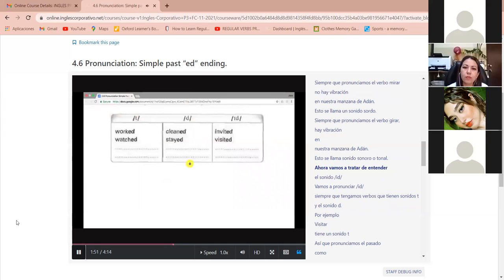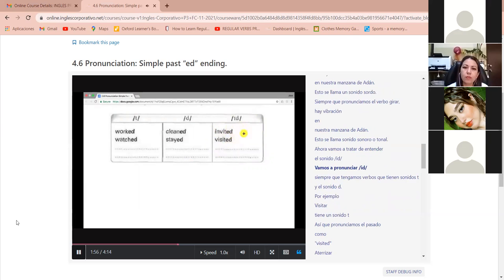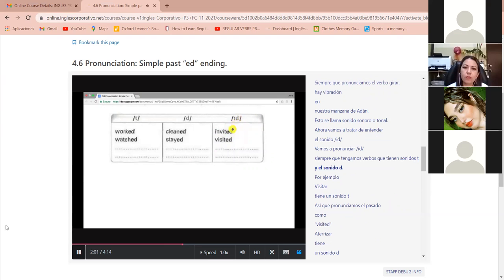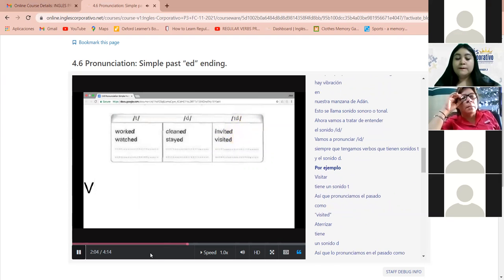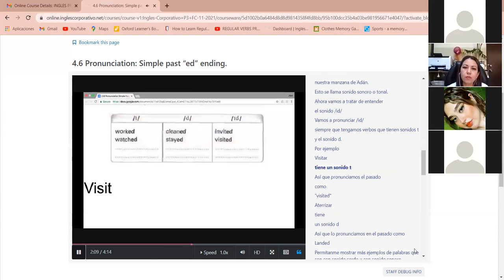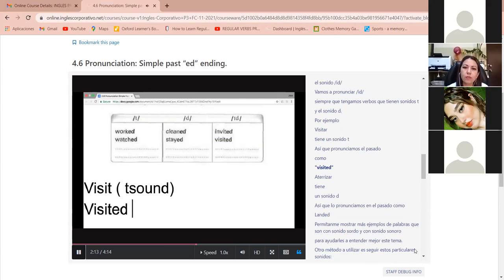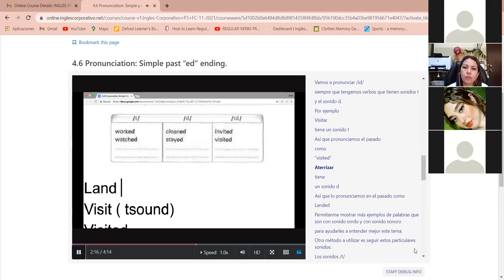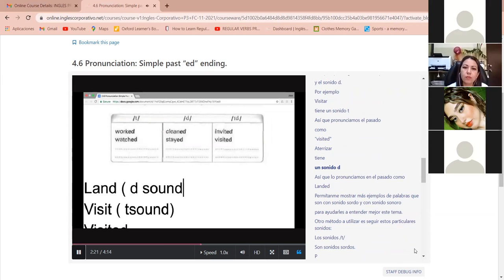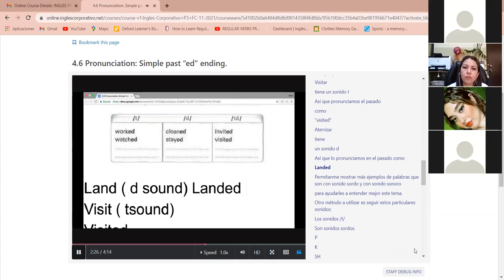Now let's try to understand the id sound. We will pronounce id whenever we have verbs that have a T and a D sound. For example, visit has a T sound, so we pronounce the past as visited. Land has a D sound, so we pronounce the past as landed.